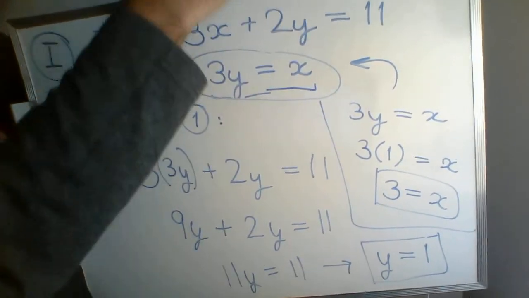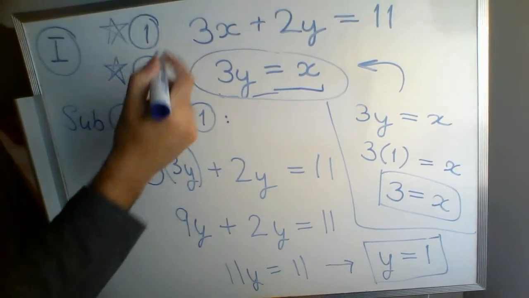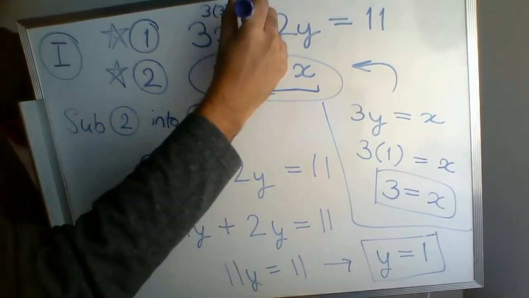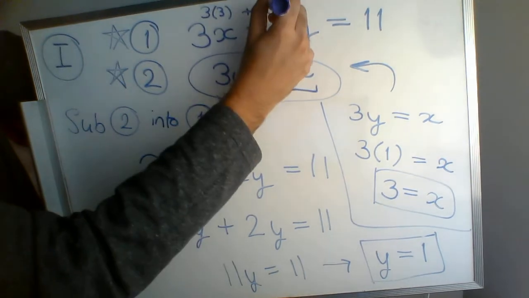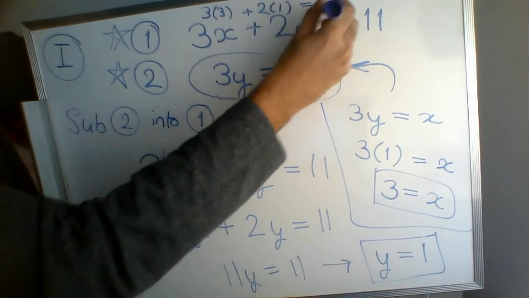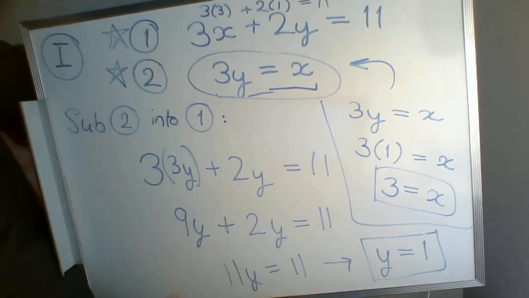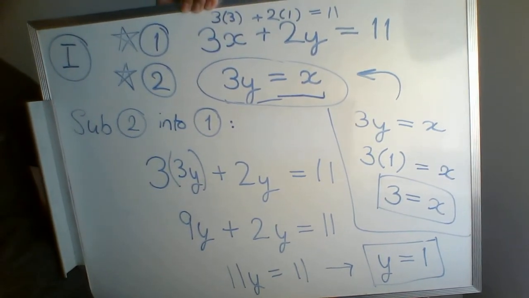So x is equal to 3. Let's say if we used equation 1, then it would be 3 times 3 plus 2 times 1 is equal to 11. 3 times 3 is 9. 2 times 1 is 2. 9 plus 2 is 11. So it would check out using the first equation.